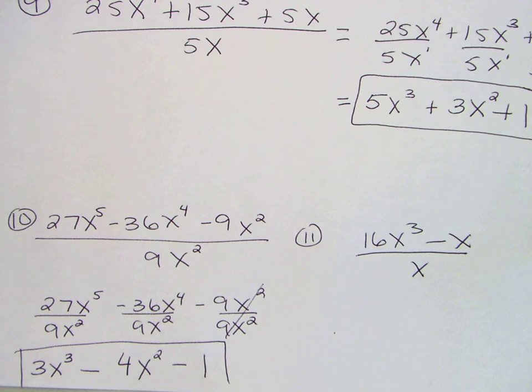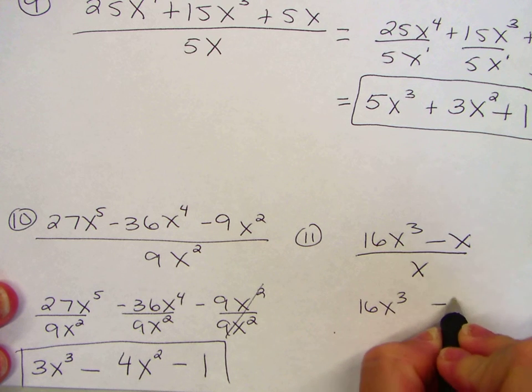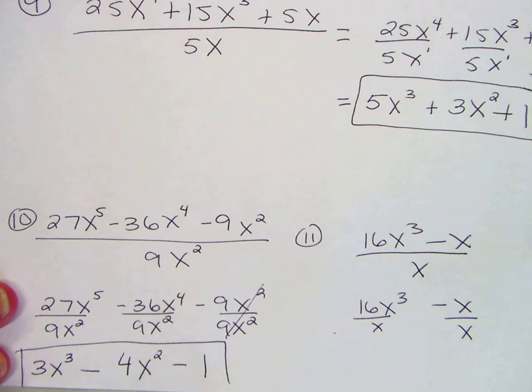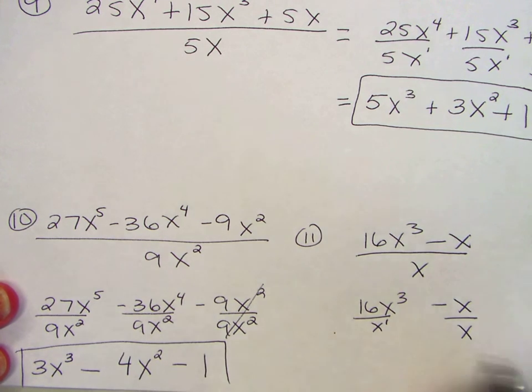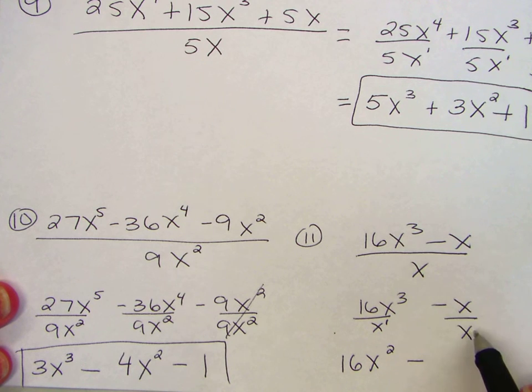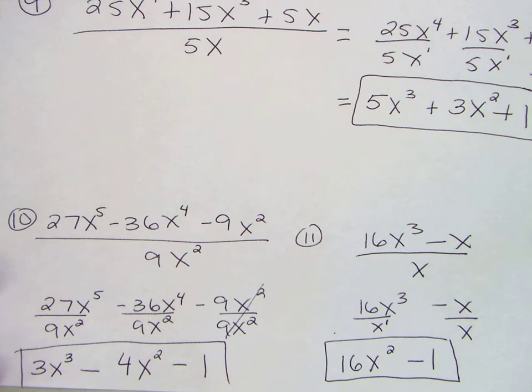And number 11. Again, rewrite the problem and put the bottom under both of them. Prevents mistakes. Again, remember the exponent there is a 1. There's no numbers to divide, so it's just 16x. 3 minus 1 is 2. Minus x divided by x is 1. Anything divided by itself is 1. Happy face divided by happy face is 1.